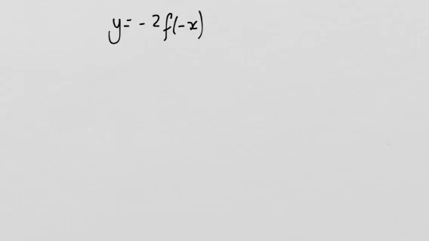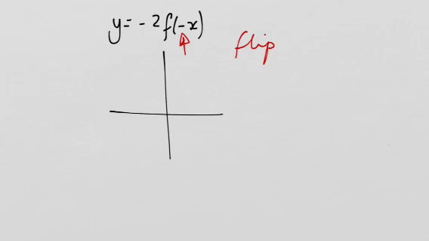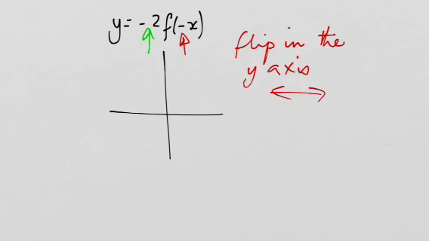The third part, which says negative 2 of f of negative x, well, remember the negative x inside the bracket, this here means flip in the y-axis. Okay, so it's going to get flipped left and right. Then the negative 2 on the outside means upside down, and the y coordinates are doubled.